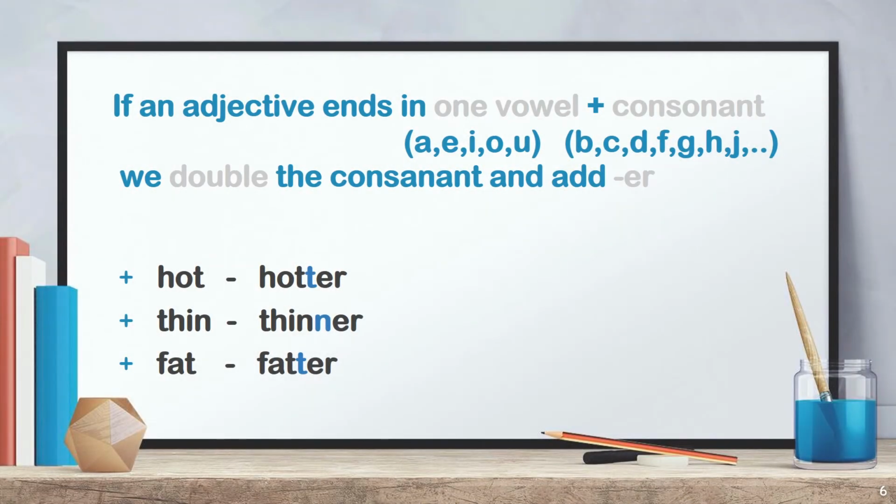If an adjective ends in one vowel plus consonant, the vowels are A, E, I, O, U, and the consonants are the rest of the letters like B, C, D, F, etc. We double the consonant and add ER. For example, the adjective hot, you have the vowel O, then you have the consonant T. So what do we do? We double the T and then we add ER. Thin, thinner. We doubled the N, then we added ER. Fat, we have the vowel A, then we have the consonant T. So, fatter. I doubled the T and then I added ER.